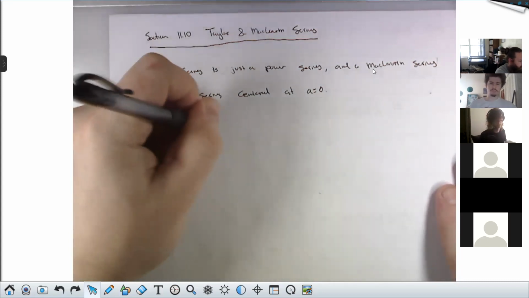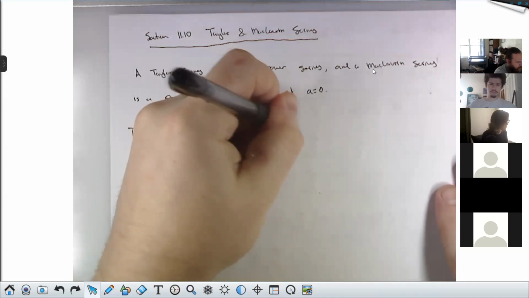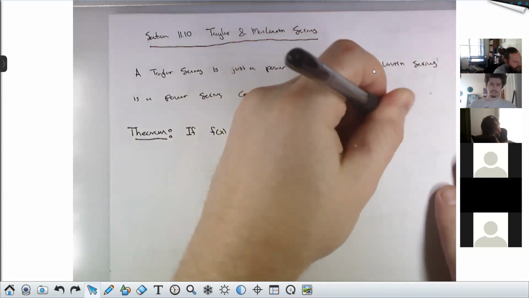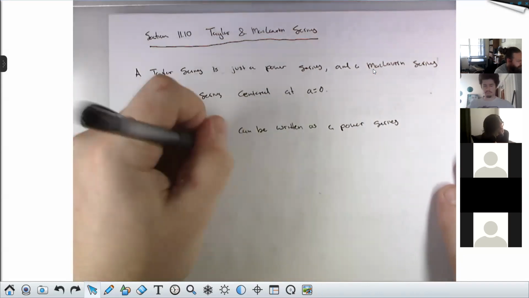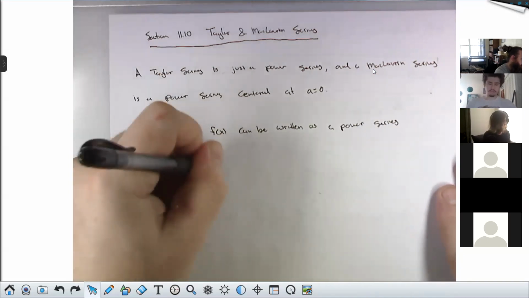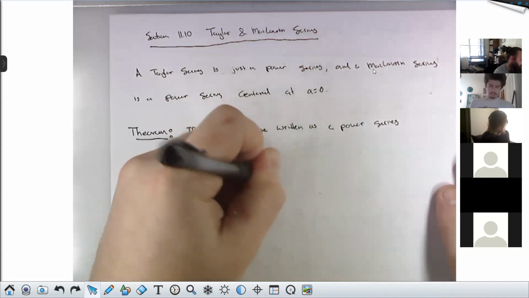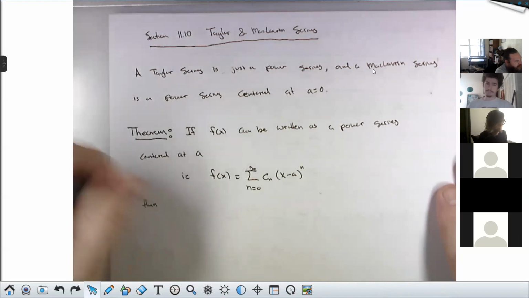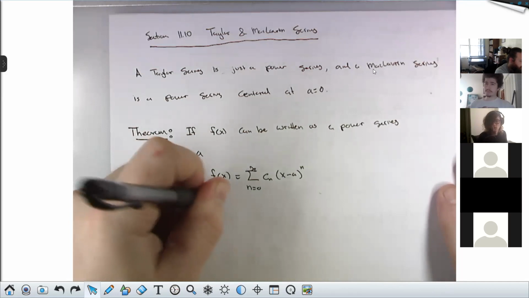If f of x can be written as a power series, and I'll tell you what the conditions are for that, centered at a, i.e. f of x equals sigma n from 0 to infinity Cn times (x minus a) to the n, then the Cn's, the coefficients, the stuff that's always in front of the x stuff in your power series, actually follow this really crazy formula.